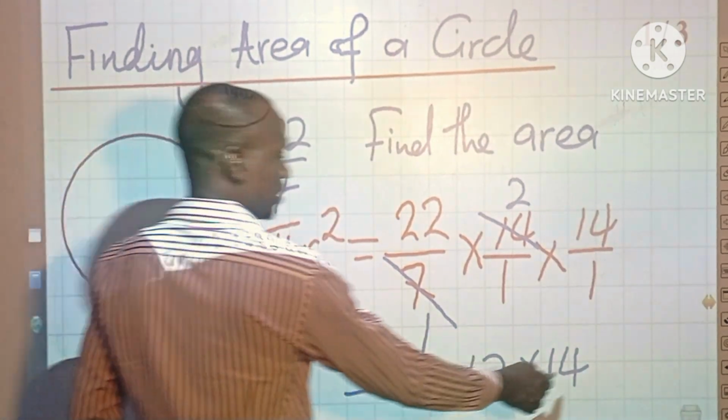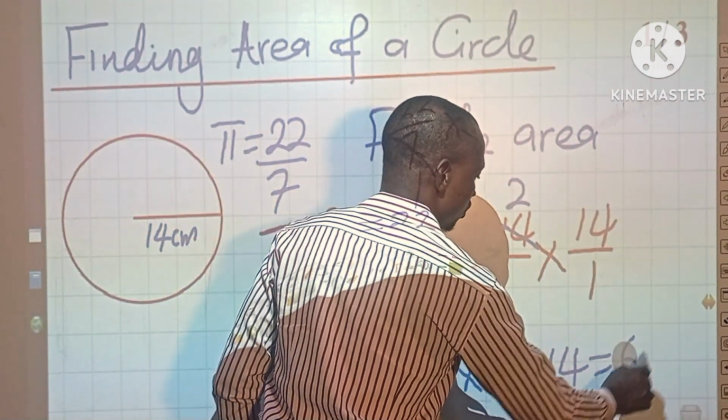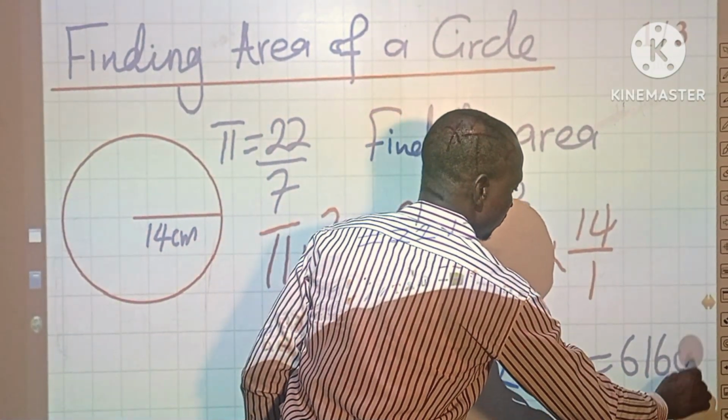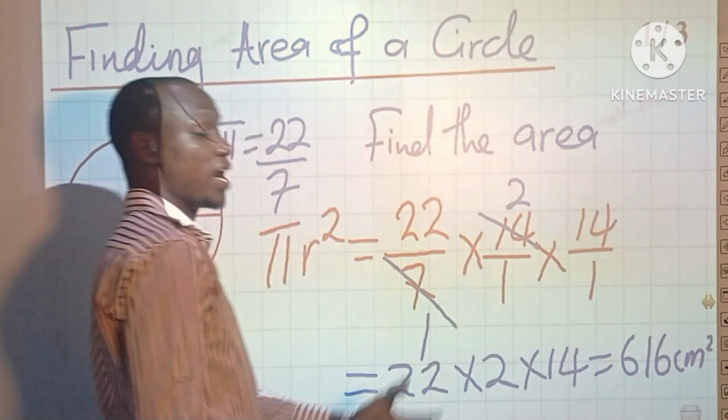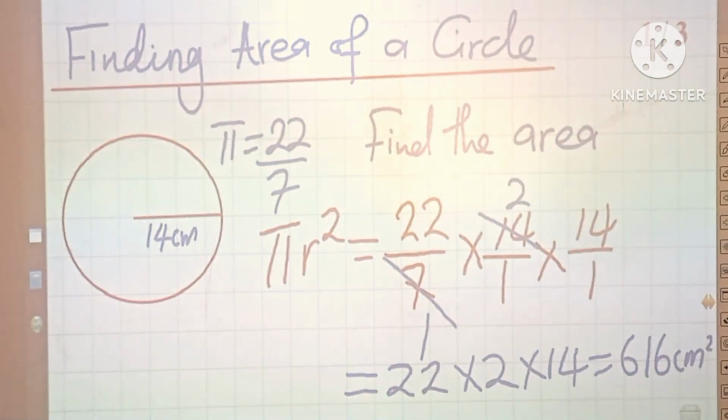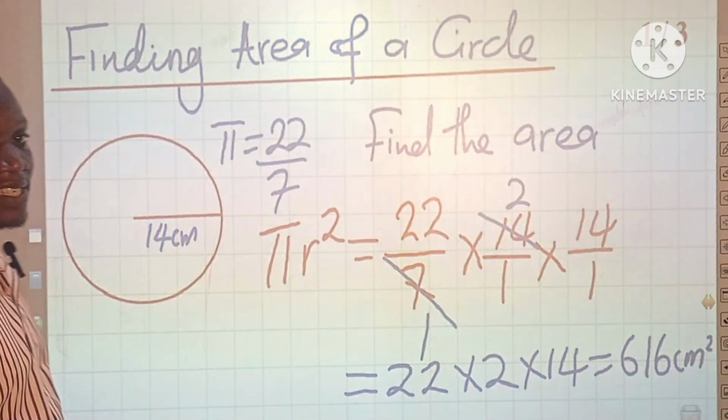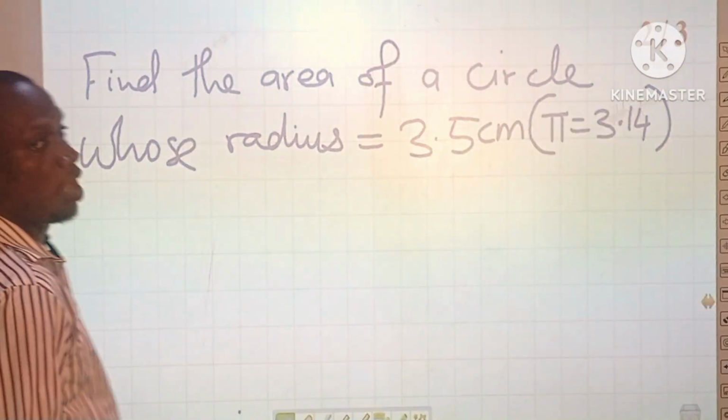And when we multiply this, it gives us 616 centimeter square. Area is always written in centimeter square. This is as easy as ABC.